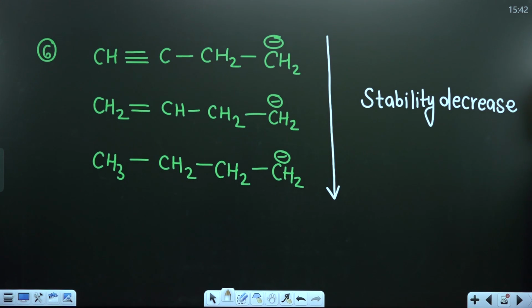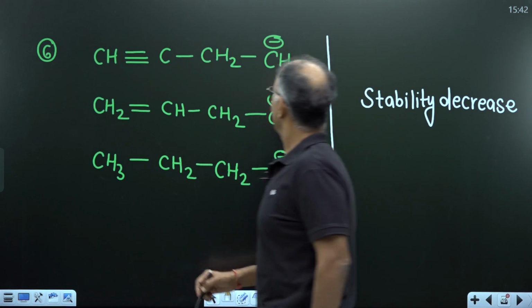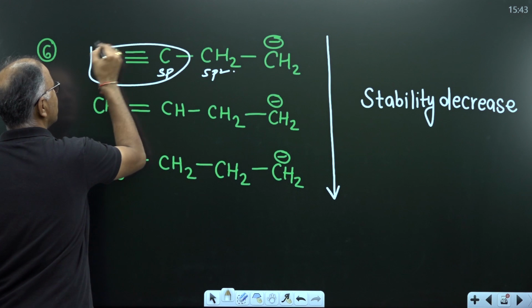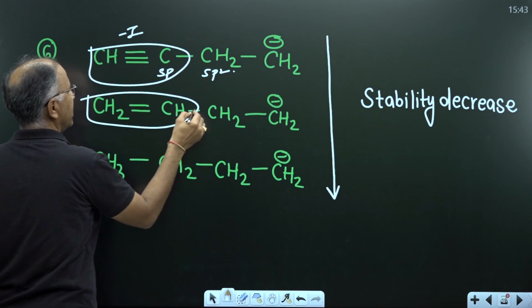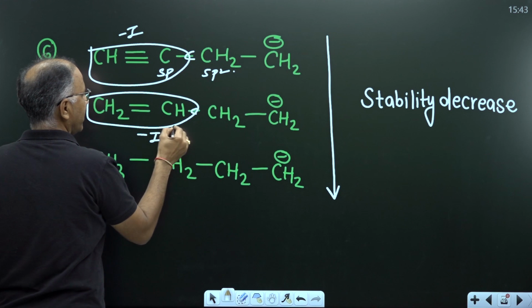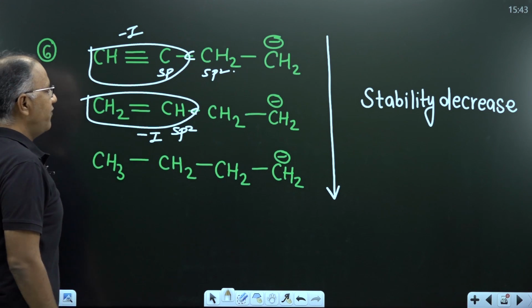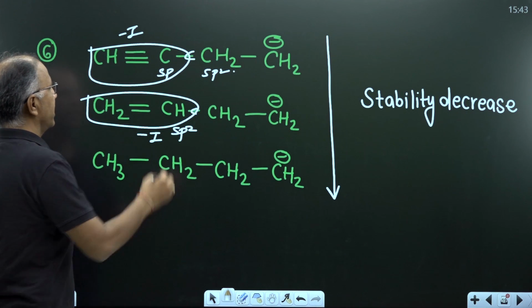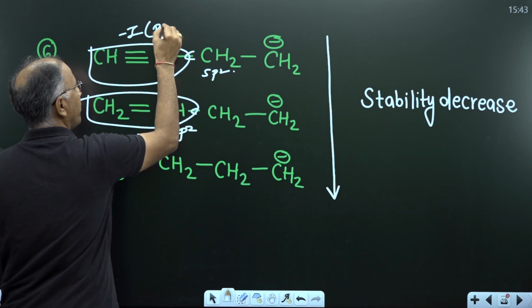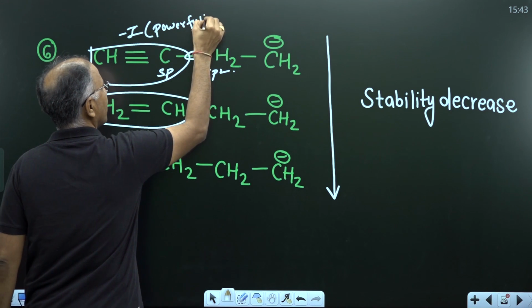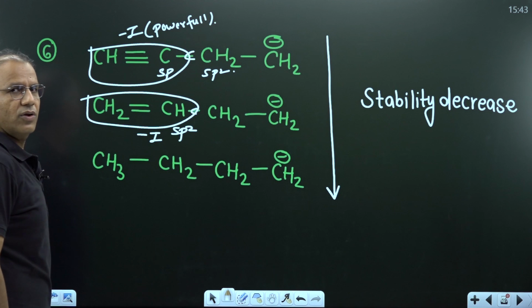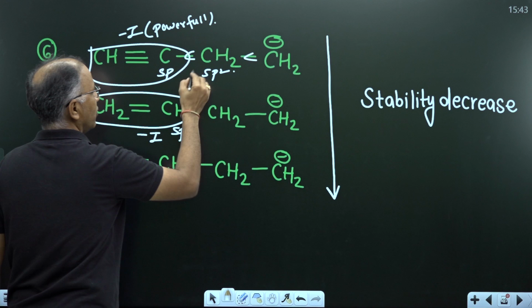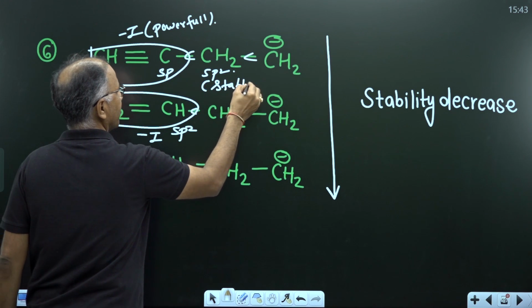Now in this example, stability decreases. Why does stability decrease? What is the difference? It is sp hybridized and sp2 hybridized. This one shows minus I, and this one is again showing minus I. But the hybridization of carbon is sp2. If I ask you which shows more minus I: sp is more electronegative, which means more minus I, so its minus I is more powerful than the minus I of the alkene. Got it? So with the alkyne, more minus I means a more stable carbanion. So this is the most stable carbanion.